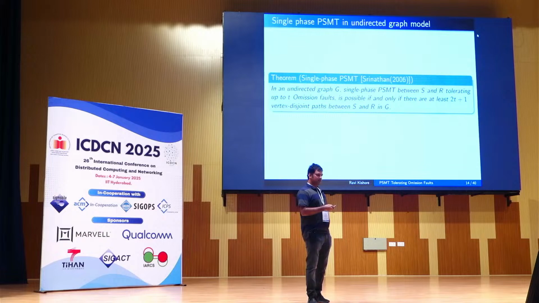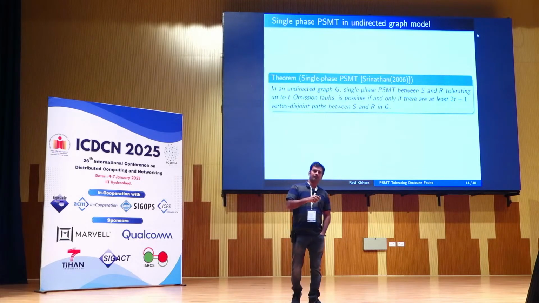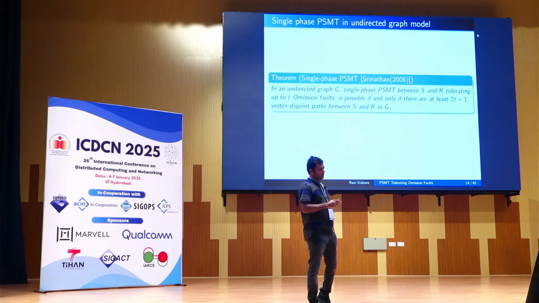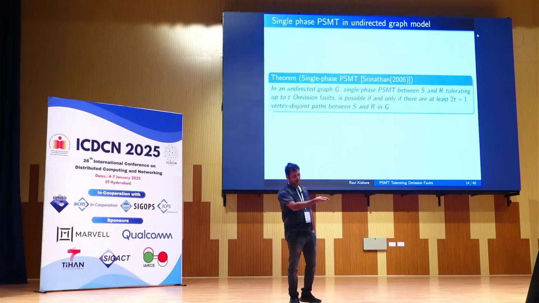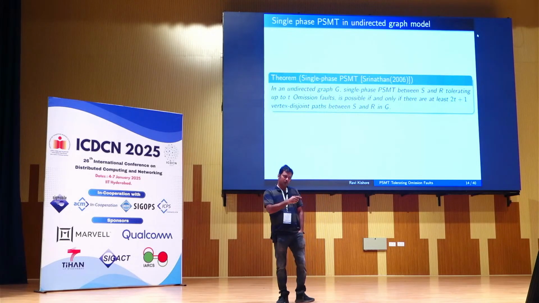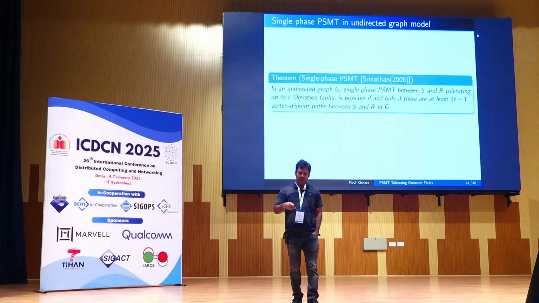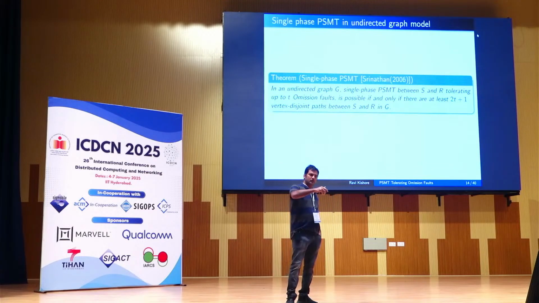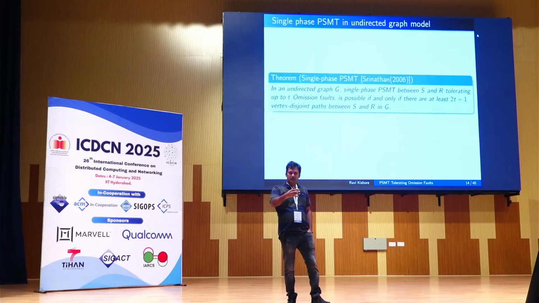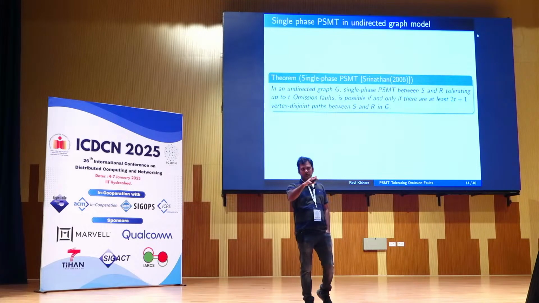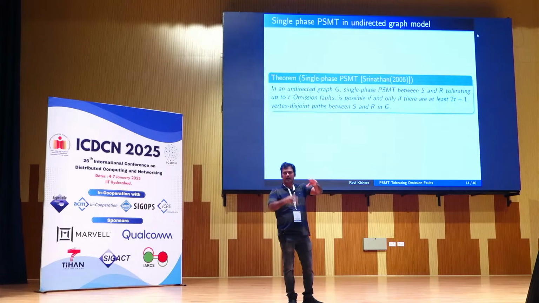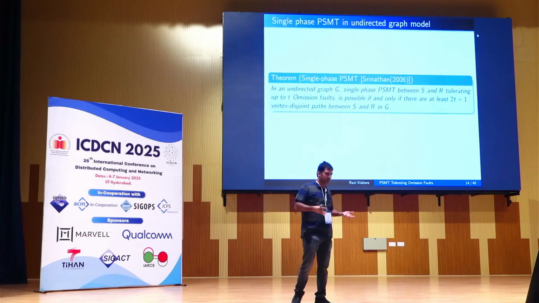So the existing result for single phase is: PSMT is possible between the sender and receiver if and only if there exist 2T plus 1 vertex disjoint paths between them. The idea is simple. First you need to understand that the adversary can corrupt any T nodes of its choice in omission fashion. That means it can crash or eavesdrop. The first claim is this: no T nodes can have full information about the message. Otherwise, the adversary, by tapping those particular T nodes, gets the full information about the message. So no T nodes can have full information.